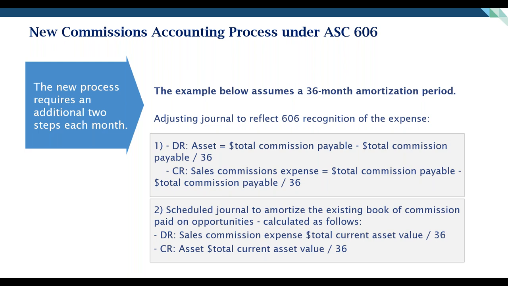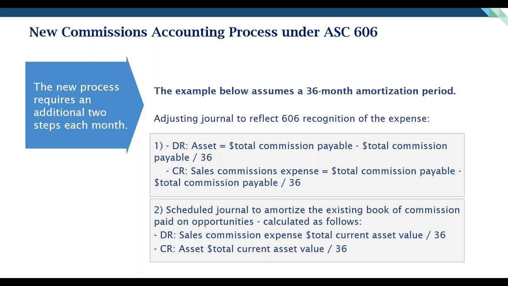So what am I doing? I'm creating this asset because I'm reversing the commissions expense that I just took from the previous entry. In my previous example, I booked $36 of expense on my P&L, and I credited my cash. My cash still stays intact because I still have to pay my salesperson.